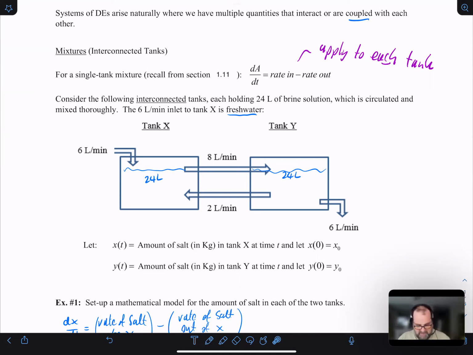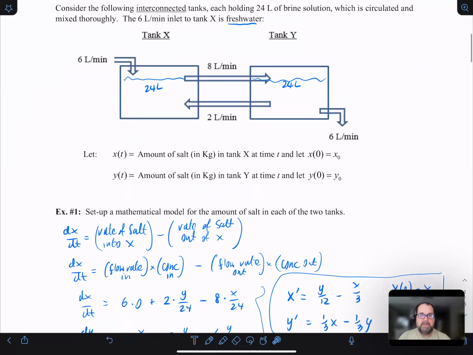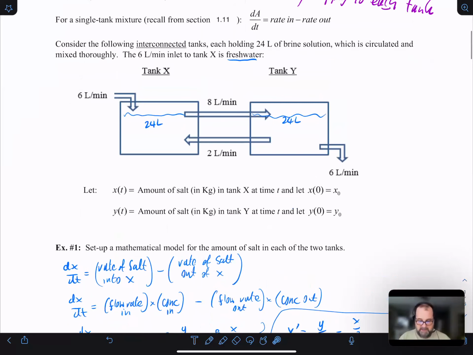So the idea then is to say the following. Let's say X of T is the amount of salt dissolved in tank X. So this is not brine solution, it is actual salt in kilograms dissolved in the tank. So let X of T be the amount of salt in tank X, let Y of T be the amount of salt in tank Y, and our goal is to figure out functions for X and Y that model the amount of salt in this situation.